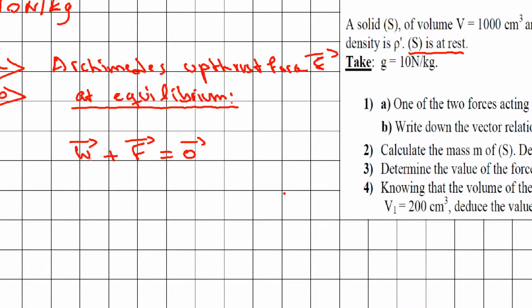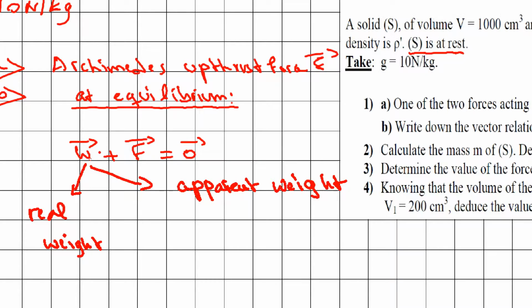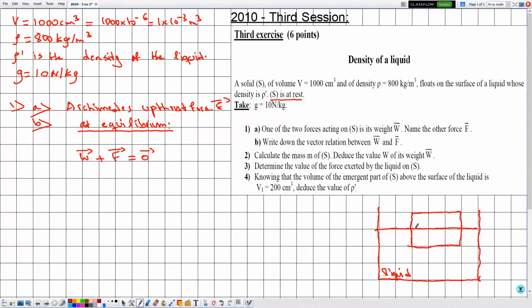Now let me make this side remark, that because we have a liquid, this weight will be either the real weight or the apparent weight. But always when we consider the weight in the condition of equilibrium, we always mean the real weight and not the apparent weight, because the real weight is the force acting on the solid S.